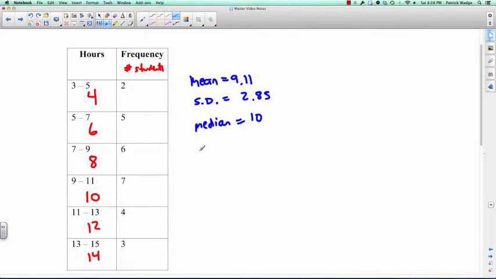And the last thing we have to do is the mode. But that's pretty easy. Which one of these red numbers shows up the most? If there's 2 of these and 5 of these and 6, well, there's 7 of these ones, so the mode must be 10. And that's it.